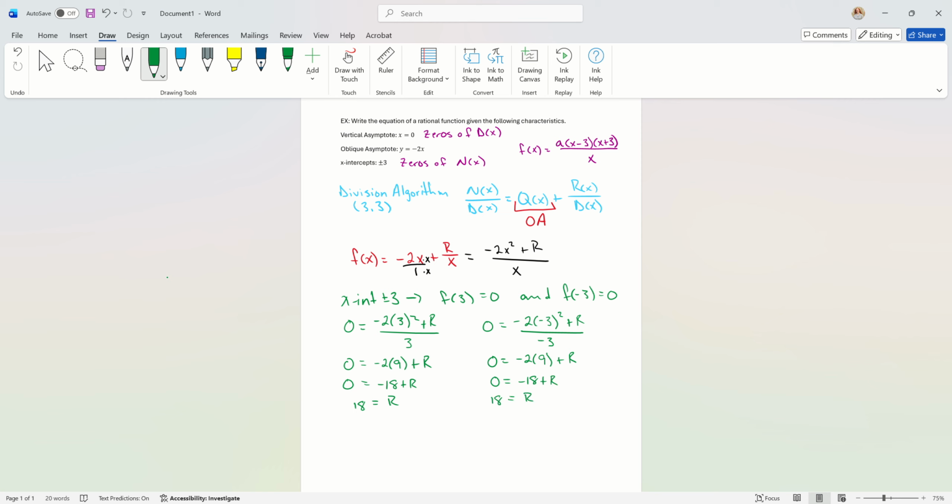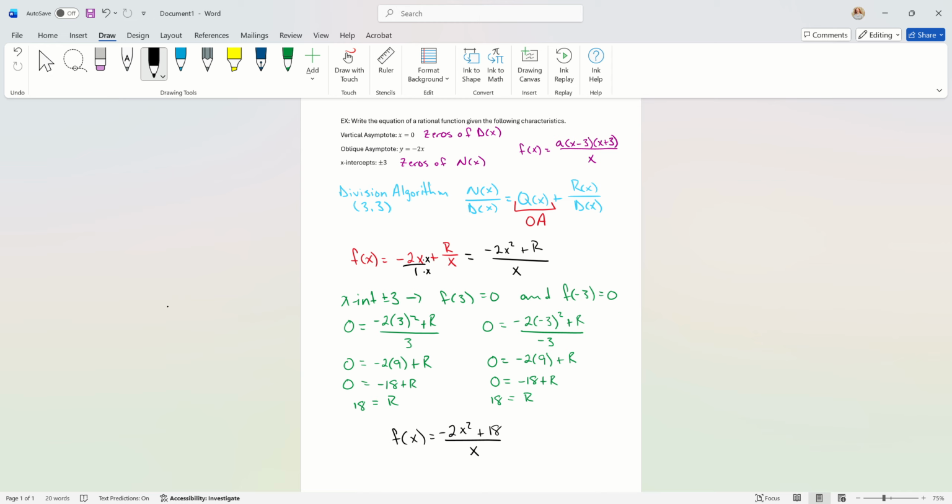So if we put 18 back into our expression that we have here in black, we can give a final answer of f of x equals negative 2x squared plus 18 over x. Now, this can be our final answer.